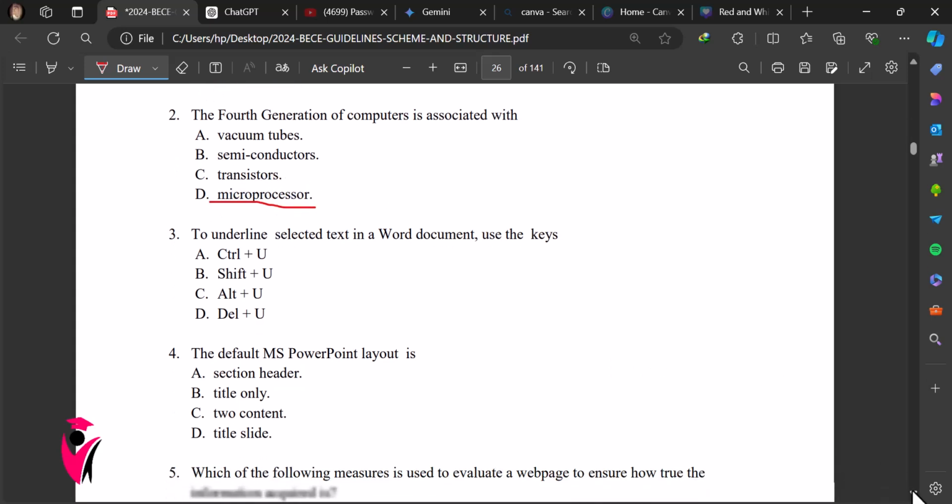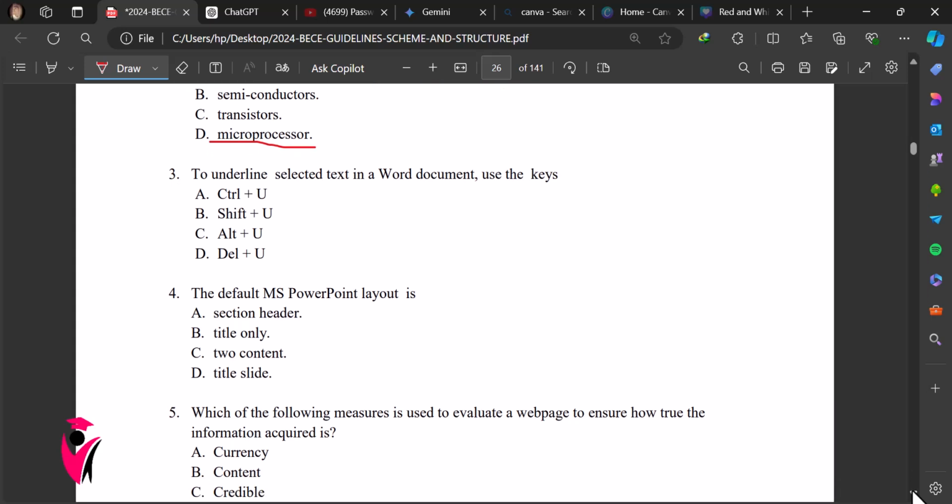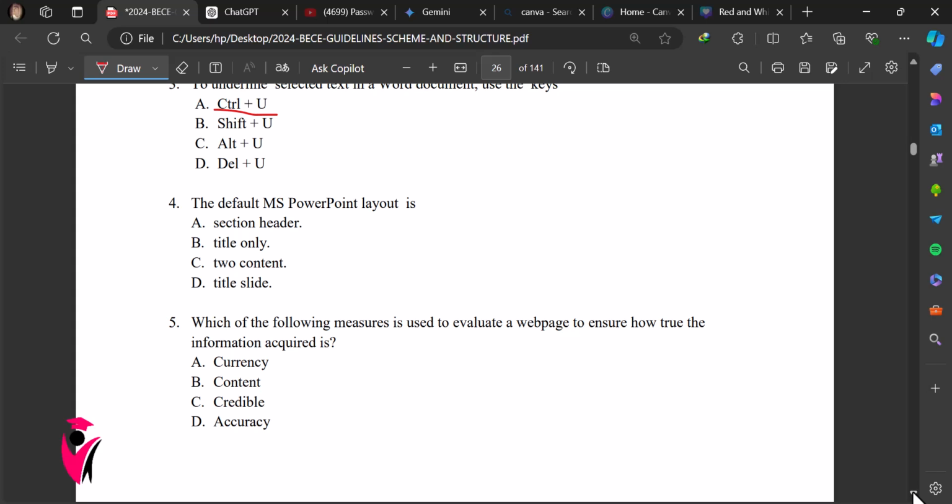Number 3, to underline selected text in a Word document, use the keys. We have Control plus U, Shift plus U, Alt plus U, and Delete plus U. And the answer is Control plus U. Number 4, the default MS PowerPoint layout is what? Now, all the answers we have here are layouts in Microsoft PowerPoint, but the emphasis is on default. So which one is the default?